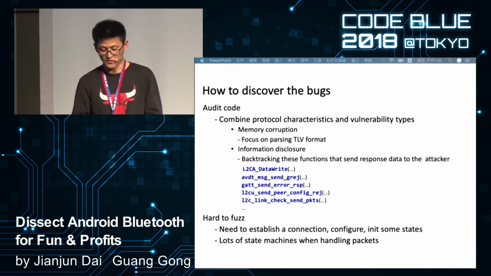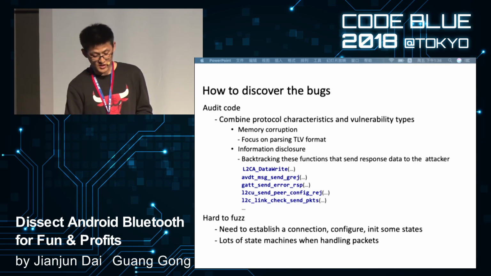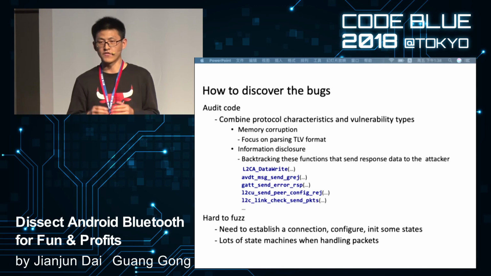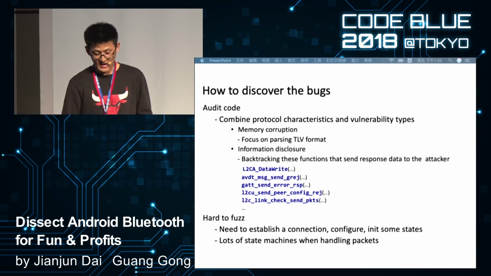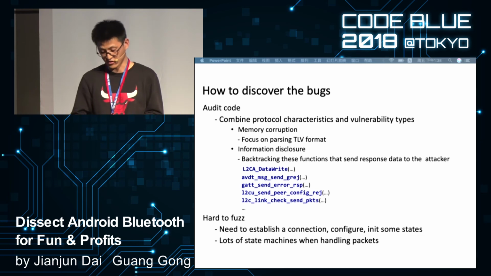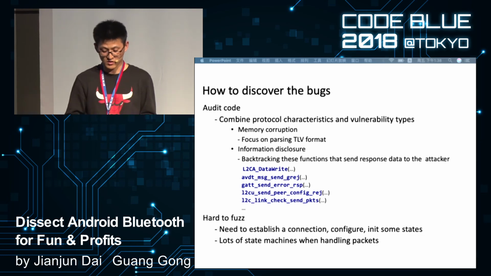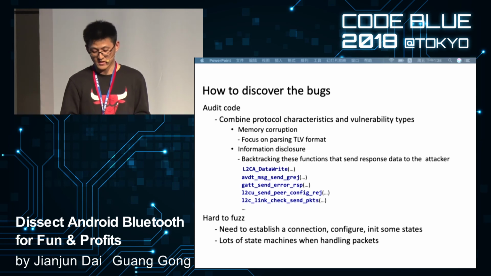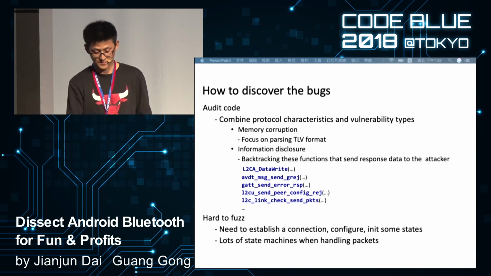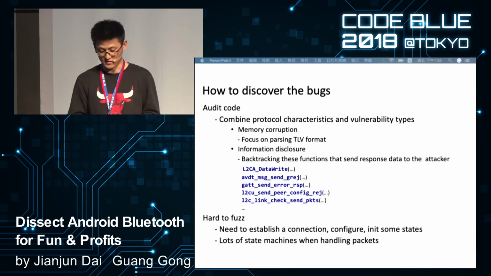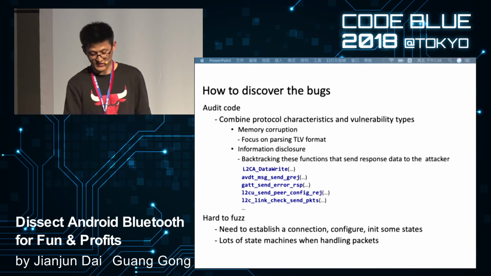Bluetooth stack is difficult to fuzz. Before handling fuzzing data, you need to establish a connection, configure some params, and initialize a correct state. As long as any state is wrong, you need to restart the connection. In addition, a lot of protocols use a state machine to ensure that data is parsed in the correct order. Any status error, the connection will be disconnected. So fuzzing is not very efficient.